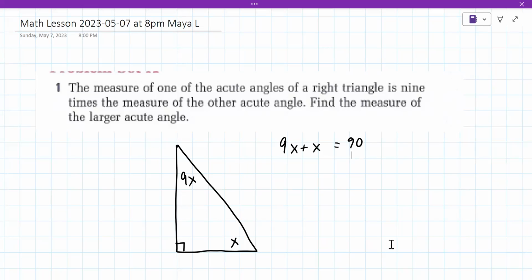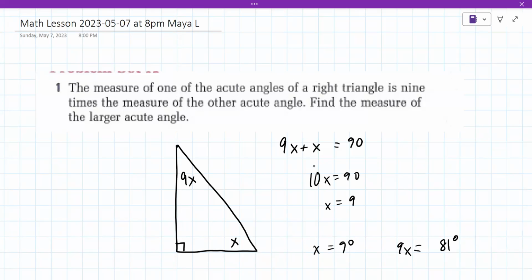Go ahead and do that for me, please, and let me know what you come up with. Okay, so x should equal 9. Yes. Which means that the other one would be 18, or no, 81. Yeah. So 9 degrees, and then the 9x is 81 degrees.